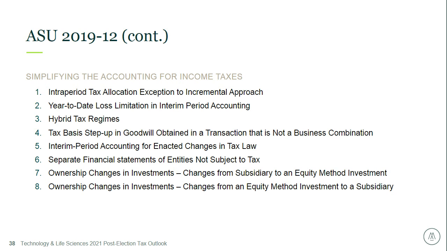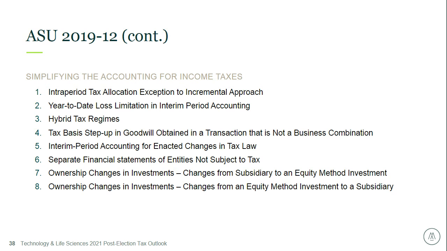Next is allowing the recognition of tax basis step-up for tax goodwill in a transaction that is not a business combination. We see this occur in payments to taxing authorities. Under the existing guidance, an entity is not allowed to record a deferred tax asset for the step-up in goodwill tax basis, unless it recorded a deferred tax asset when the business combination occurred.